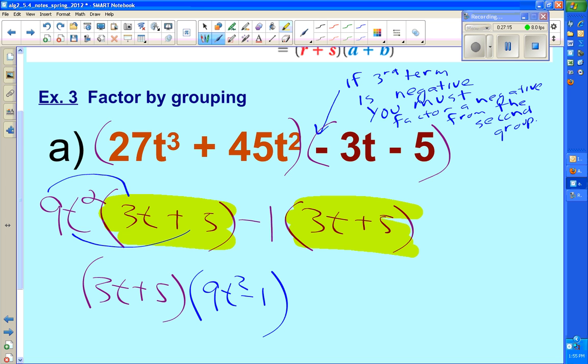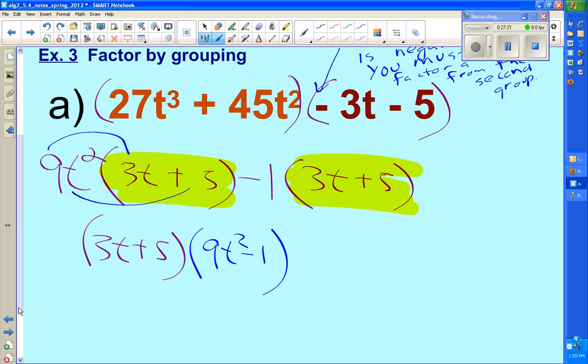All right? If that third term was a positive instead of minus, then this would not be factorable. Because you would factor out a plus 1 instead of a minus 1, and then this and this would be different.